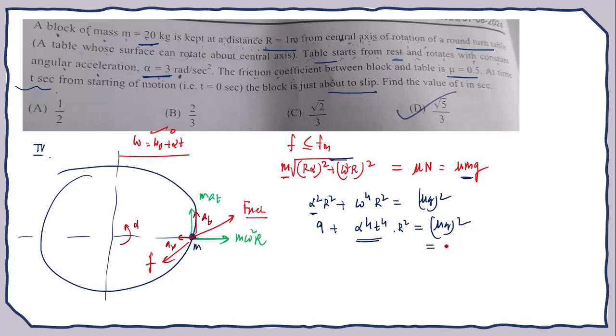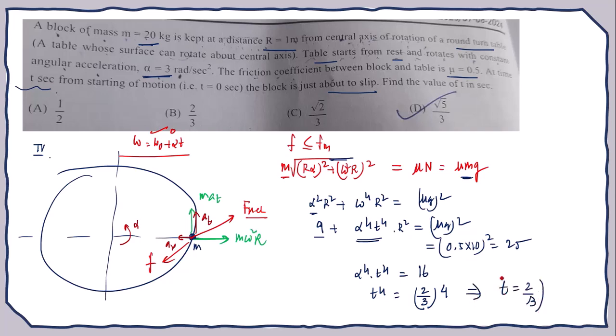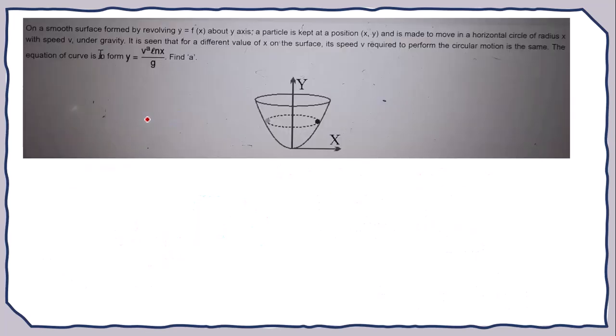Okay. So mu g equals how much? 0.5 into 10 whole square. That means 25. So 25 minus 9 means 16. So I am getting alpha to the power 4 into t to the power 4 equals 16. So t to the power 4 becomes 2 by 3 whole to the power 4. That means I am getting t equals 2 by 3. So after 2 by 3 seconds, the particle will slip. Okay. So that will answer 2 by 3, option number B. So in this situation, you have to take care of both the tangential as well as the radial acceleration.